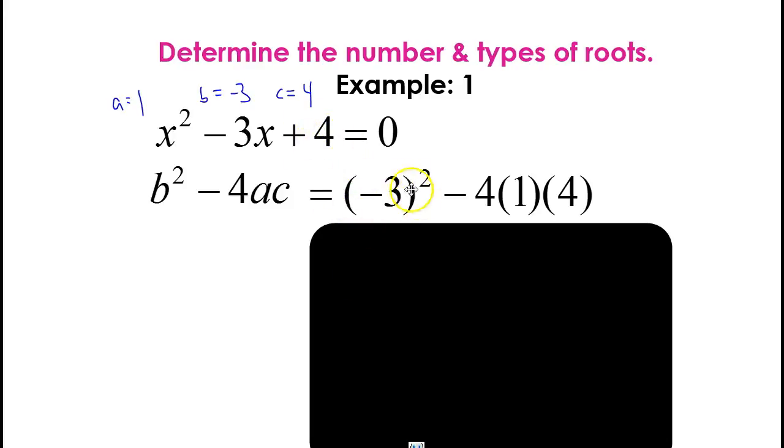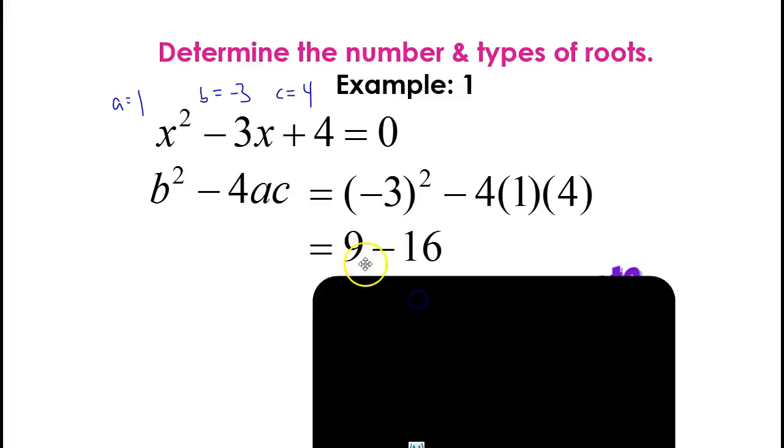Make sure that if you have a negative number anywhere in here, you put it in parentheses, because negative 3 squared without the parentheses in your calculator could give you the wrong answer. What you want when you square negative 3 is to get positive 9.